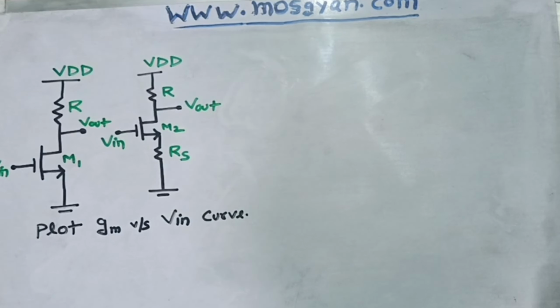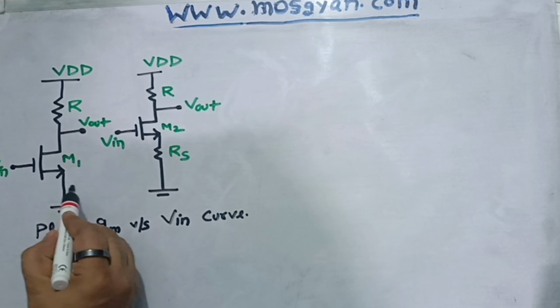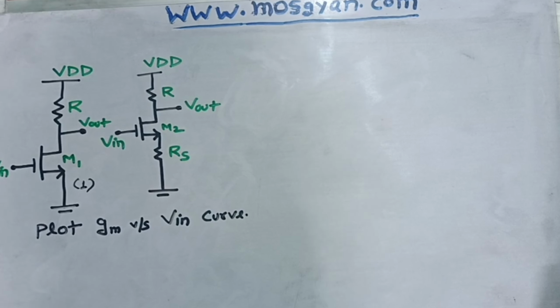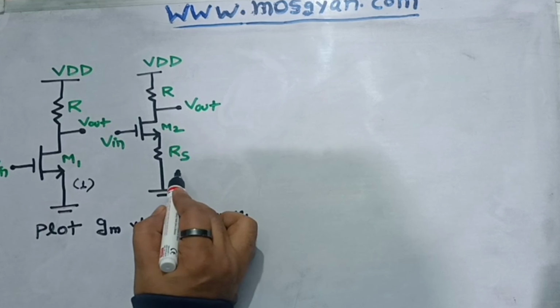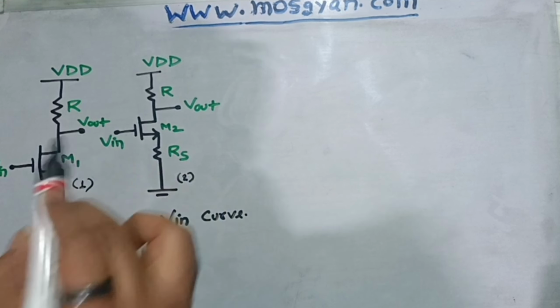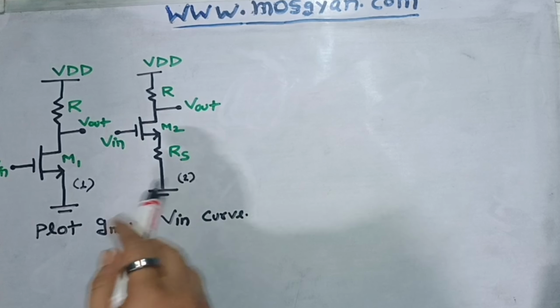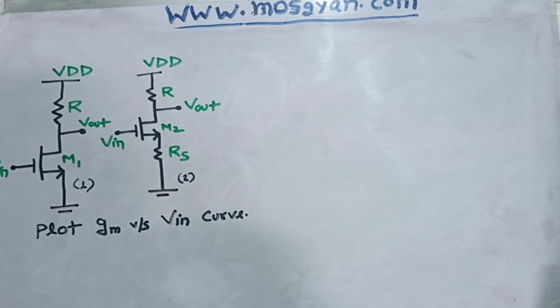So in today's video, we have been given two common source amplifier configurations. The first figure, which you see on the left side, is a normal common source configuration amplifier, whereas figure 2, which is on the right-hand side, is also a common source configuration amplifier but with source degeneration. And in this question, it has asked to plot the gm versus Vin curve for both the amplifiers. So we will start from figure 1 itself.